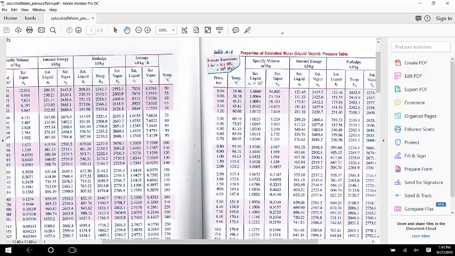Okay, so pressure 1 bar, go across the enthalpy, saturated liquid, 417.46. Yes! And it's in kilojoules per kilogram. Oh, yeah. Whew. Any questions about that?